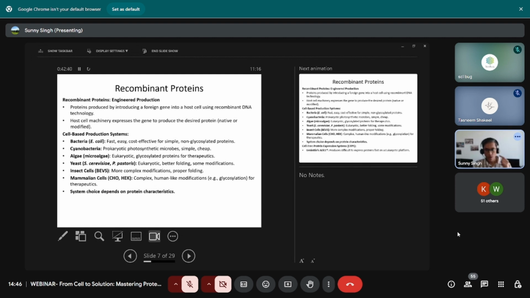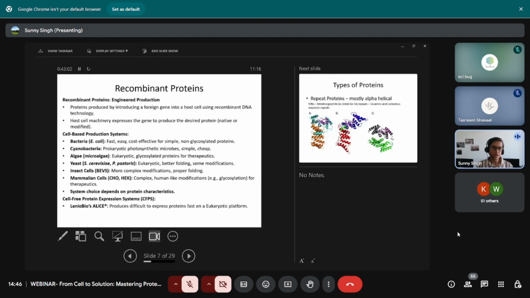And now, one very interesting thing, something that I use on a day to day basis. I have done bacteria, I have done mammalian cells, I have not done algae, cyanobacteria, yeast, or insect cells, but I have produced protein in bacteria, in mammalian, and in cell-free system.